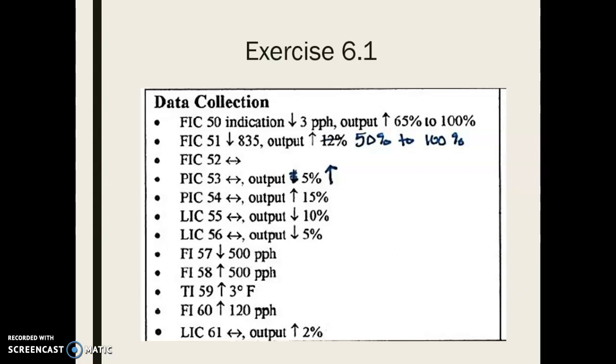TI59, which is the instrument indicator of temperature in D2, is up 3 degrees. I'm reading these backwards. And then FI60 is reading 4120, that's up 120 pounds per hour. And your LIC 61, which is the decanter, the separator S3 level indicator, is okay, but its output is up 2%. Okay, so let's look at all the information we have here.